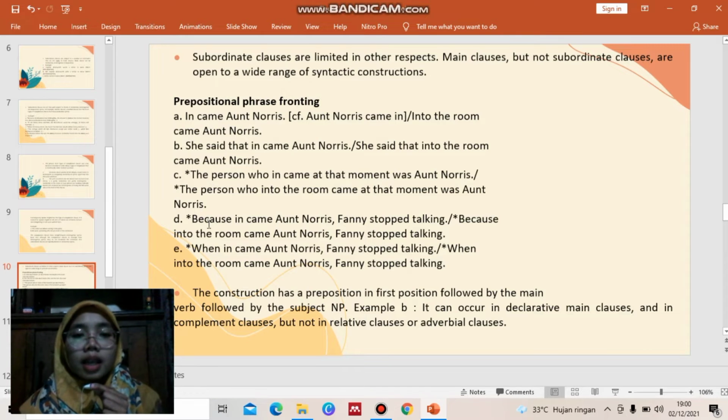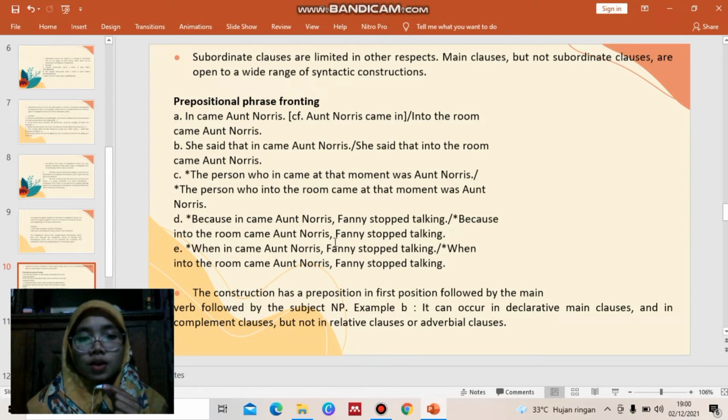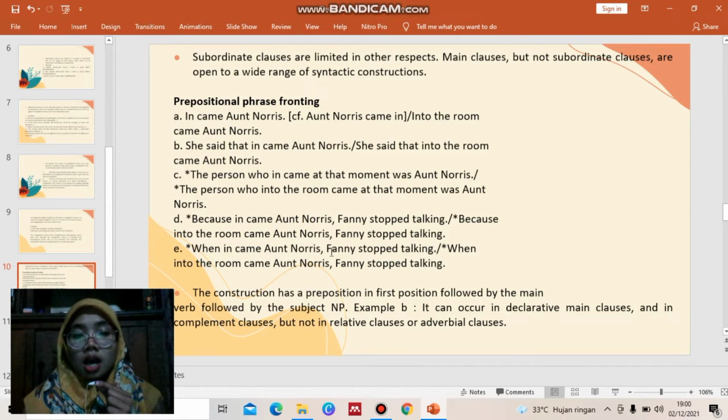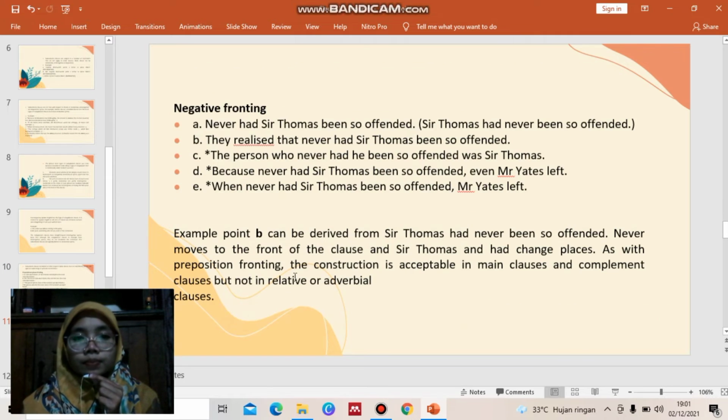D. Because in came unnoticed, Fanny stopped talking. Because into the room came unnoticed, Fanny stopped talking. When in came unnoticed, Fanny stopped talking. When into the room came unnoticed, Fanny stopped talking. The construction has a preposition in first position followed by the main verb followed by the subject noun phrase. For example, B. It can occur in declarative main clauses and in complement clauses, but not in relative clauses or adverbial clauses. Okay.